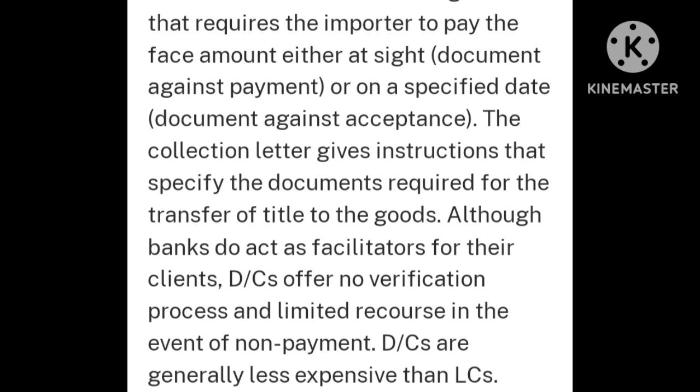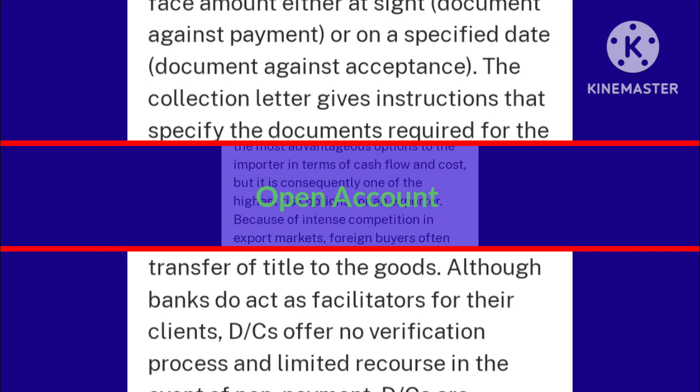If it is sight payment, then the importer's bank, the collecting bank, will collect the money and give the documents to the importer, documents against payment. Under documents against acceptance, the collecting bank will collect the acceptance from the importer and give the documents to the importer. Once the documents are given to the importer, the collecting bank has to send the acceptance to the remitting bank, and the bank doesn't have any responsibility in this method.